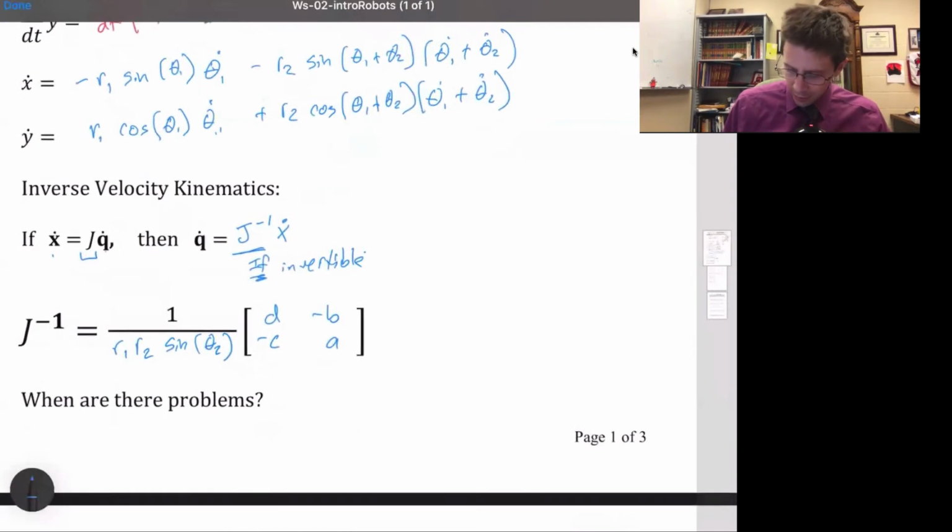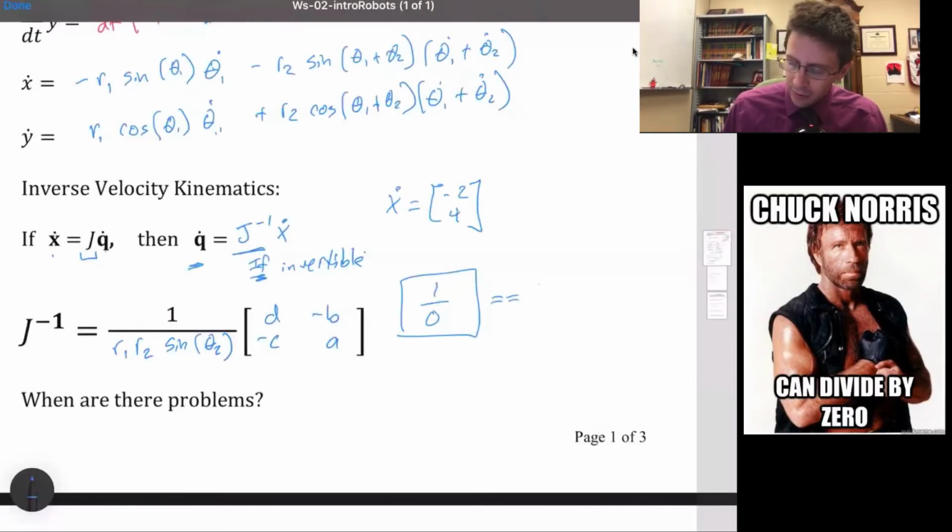So this is the story, and this will always give us some numbers. These d, negative b, negative c, and a, these are always numbers. Remember, we're going to multiply it times some desired x velocity. So maybe we'll say I want my x dot to equal negative 2 and 4. Well, we just multiply this through here, and it tells us exactly how fast our joints need to move, unless we can't multiply it. And when can we not multiply that? Remember, computers are good at many things, but what they can't do is divide by a 0. And that is equal to a bad result.